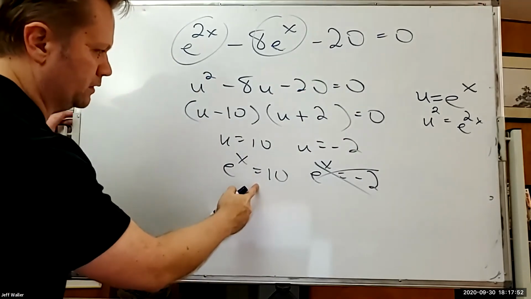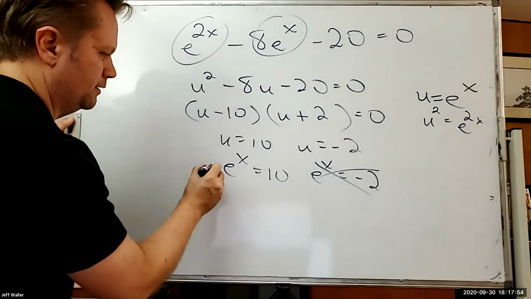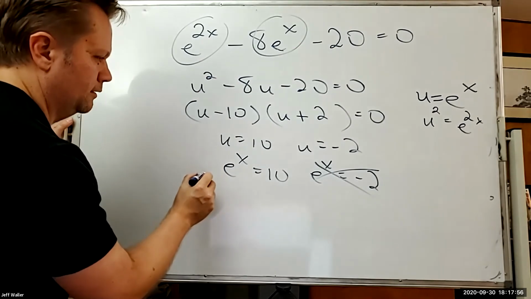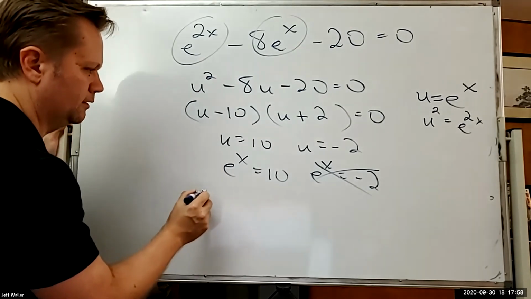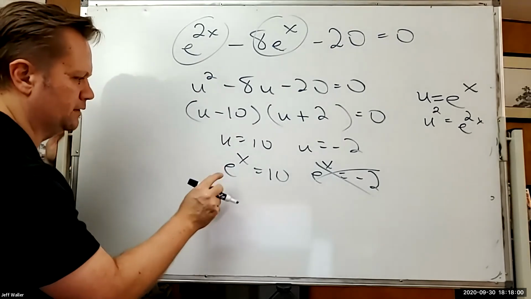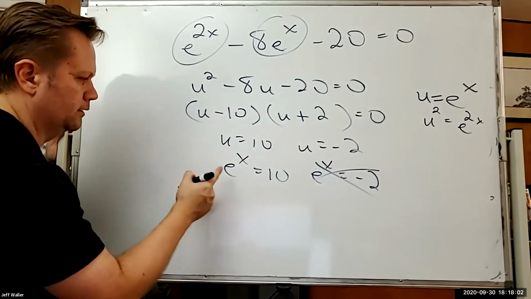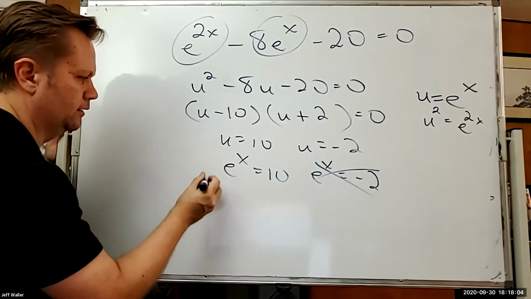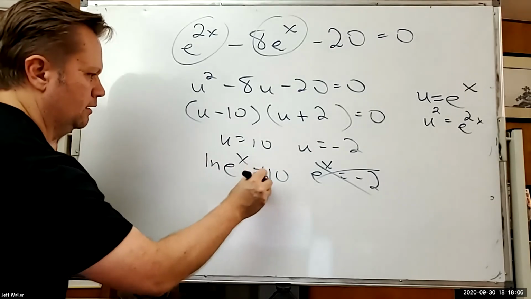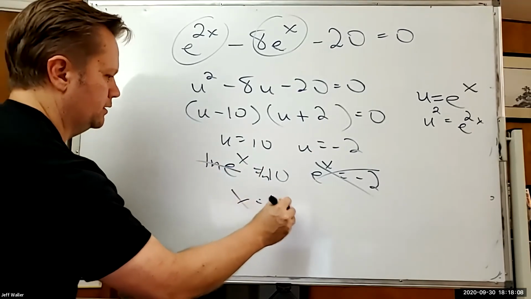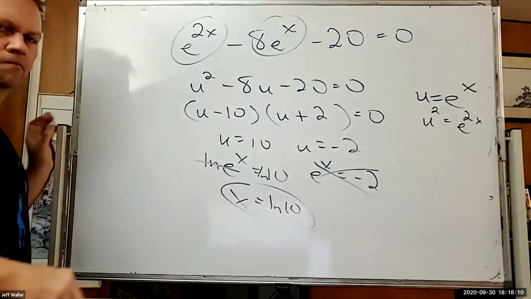This one, what's the answer? What do I do to both sides? How can I kill the e? Take the natural log of both sides. If I kill it, then I got x. X is natural log of 10. Done.